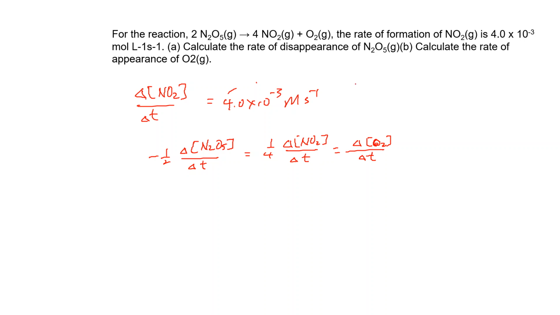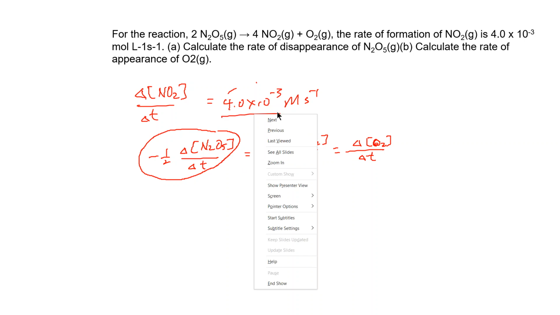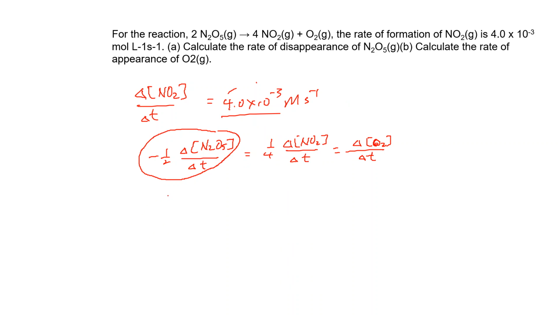So basically the question is asking for the A part, the rate of disappearance of N2O5. So the rate of disappearance of N2O5 is given by all this here, right? So therefore, since we know what the rate of formation of NO2 is, which is this, all we have to do is multiply this value here by a quarter. So therefore, okay, so minus half, change in concentration of N2O5 over change in time.